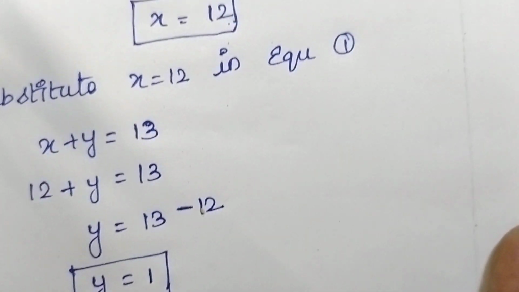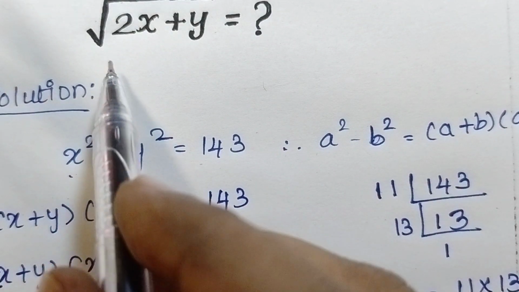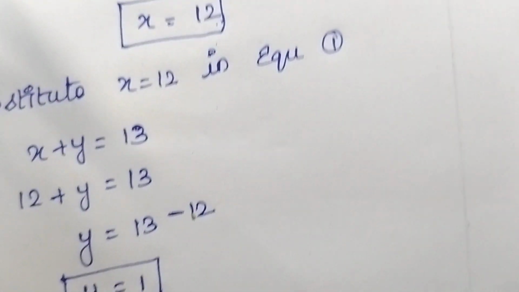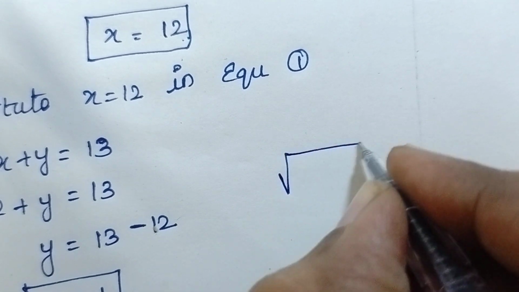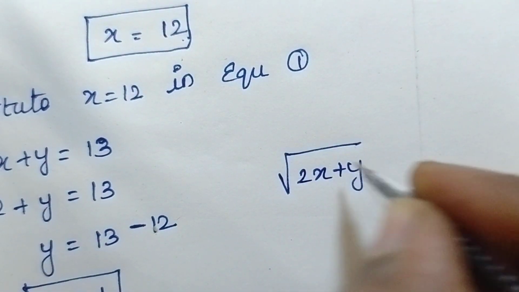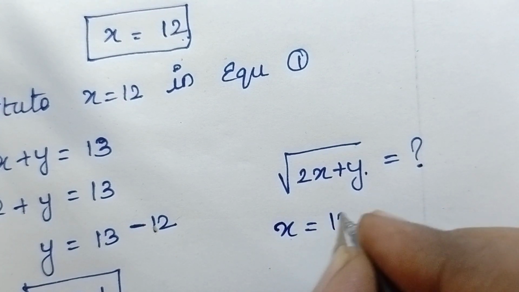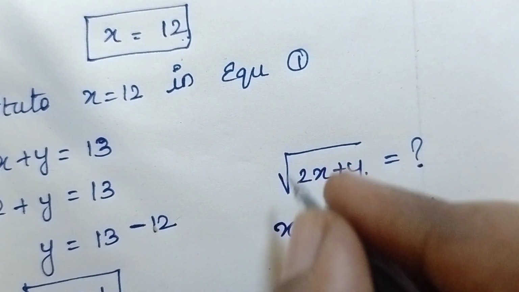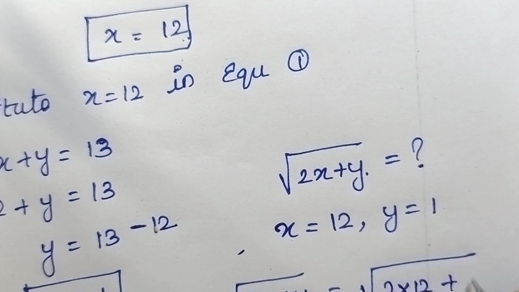Okay. So now what do we need to find in the question? They ask us to find root of 2x plus y. So just substitute the x and y values in the root of 2x plus 1. This is what we need to find. We know that x is equal to 12 and y is equal to 1. So just substitute that in the expression. Therefore root of 2x plus 1 is equal to root of 2 into 12 plus 1.